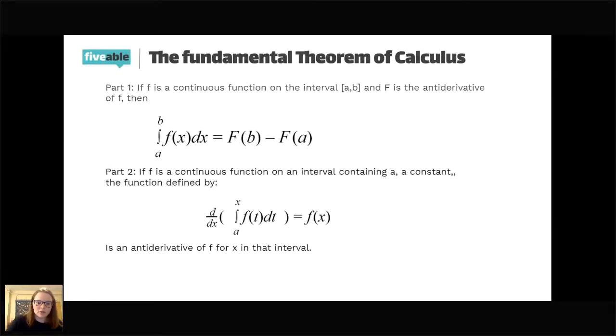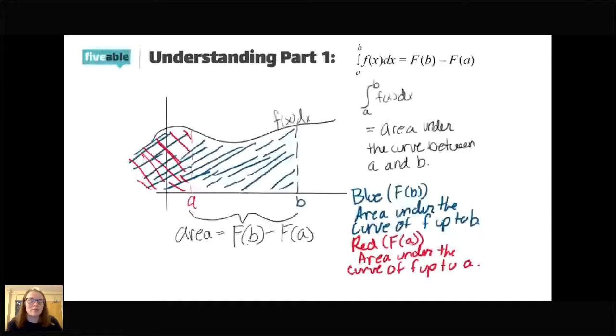Okay, so let's look at the first part. These slides are going to be available to you afterwards on Fiveable. Feel free to write them down as notes if you want. It might help you to remember it, but you don't have to. Okay, so this is some of my handwriting. I did my best to make it as neat for you as possible.